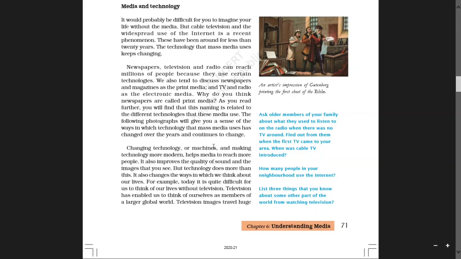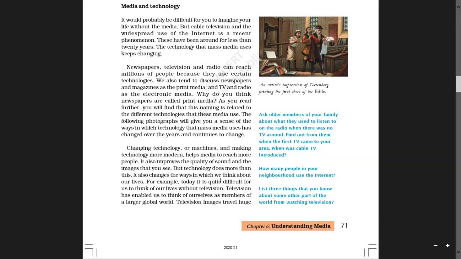Changing technology or machines and making technology more modern helps media to reach more people. It also improves the quality of sound as well as the images that you see. But technology, boys, does more than this. It also changes the ways in which we think about our lives.